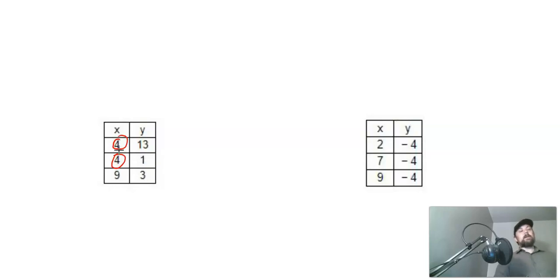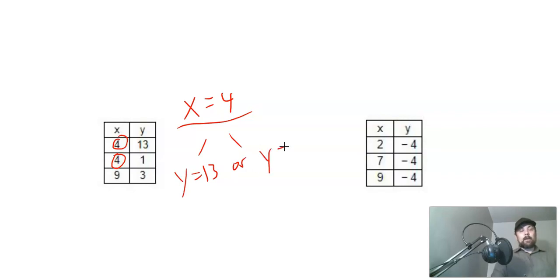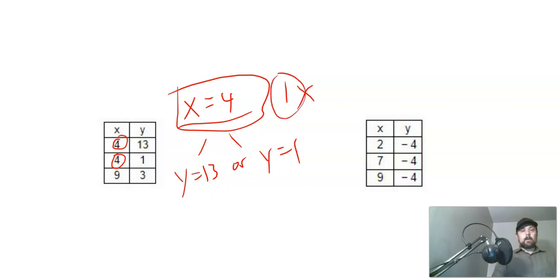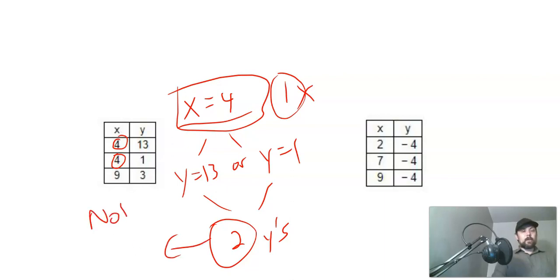Now, why would they want to list the same number twice for x? The only possible reason for doing that is that there are two different answers possible for y. So if I were to choose x equals 4 in this relation here and ask you what is the answer for y when x is 4, you would have to say, well, there's two different possible answers. Y could be 13 or y could be equal to 1, right? So I'm choosing one x and I'm getting two different y's. And so that's why it's not a function.